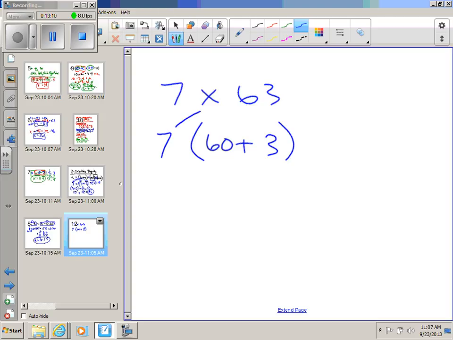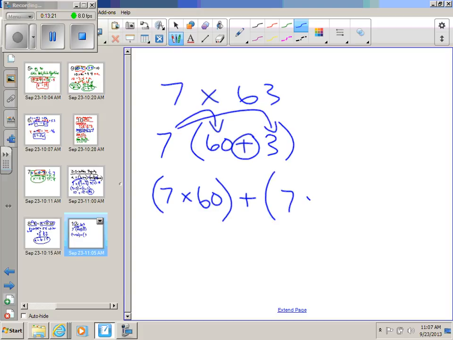So let's take the 7, and we're going to multiply it to the 60. Then since I'm adding, I'm going to take that same 7 and multiply it to the 3. Right? It's going to be 63. It should be. Now what? What's 7 times 6? 42 with the 0 is 420. And what's 7 times 3? What's 420 plus 21?